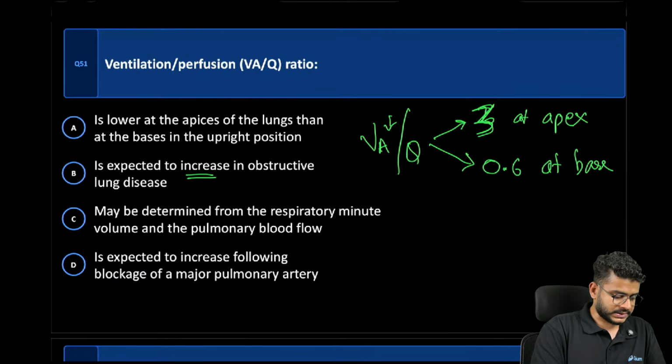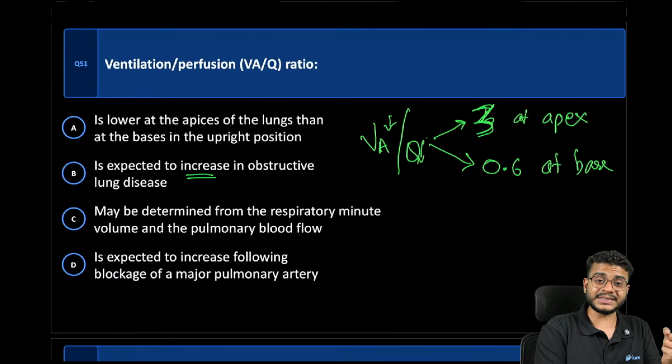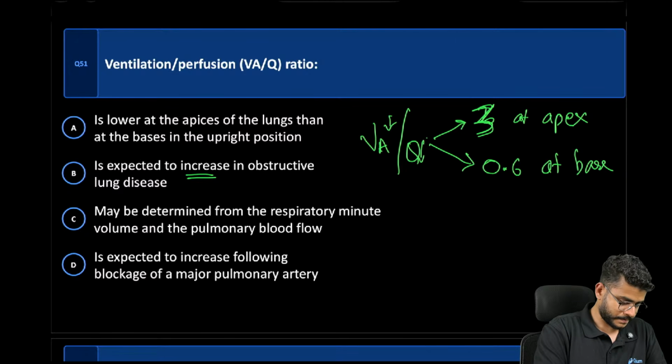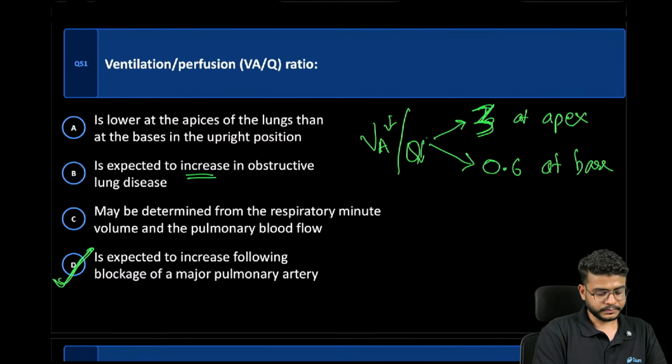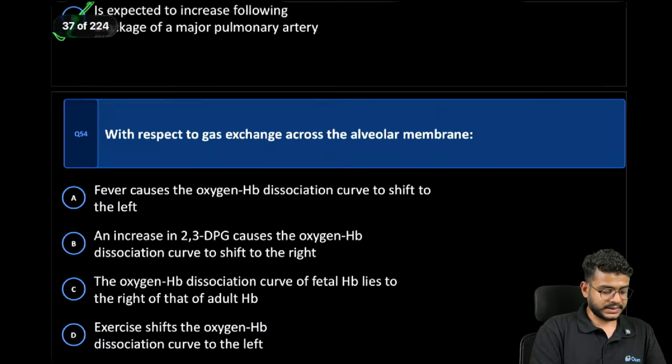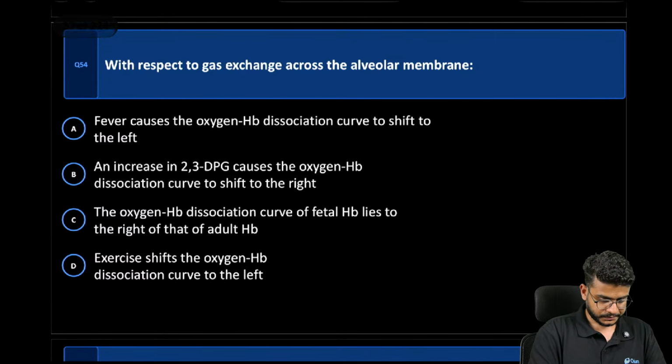Let's see. The next option is expected to increase following the blockage of major pulmonary artery. So when we block the pulmonary artery, the perfusion is decreased, which increases the ratio. When the denominator is decreased, the ratio will increase. Okay, it's clear, right? I hope so. So the next question, with respect to gas exchange across the alveolar membrane.